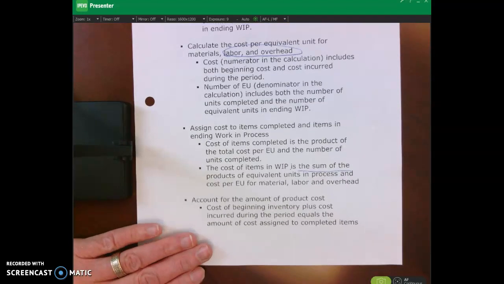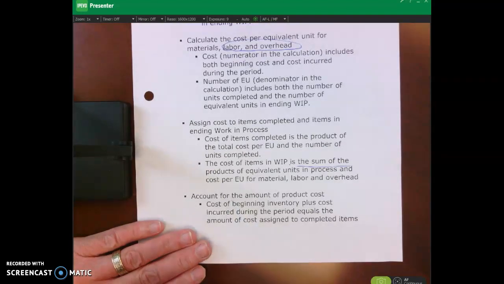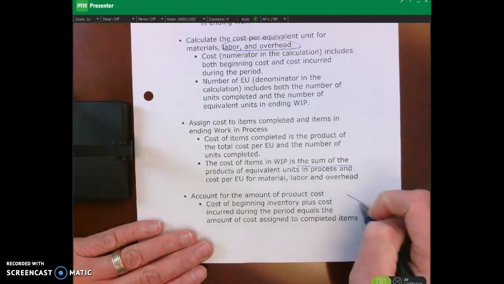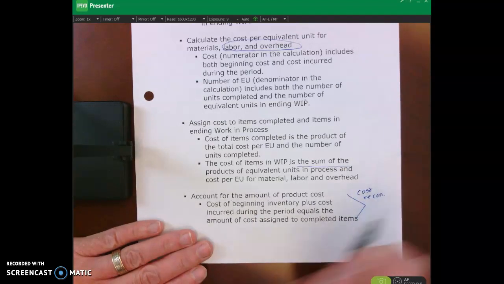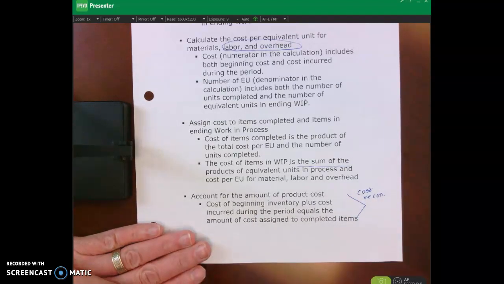Okay? And then we can look at our cost reconciliation formula, which I just talked about. We can make sure that our cost in beginning WIP plus any additional costs incurred equals the cost of ending WIP plus the cost of the units completed.